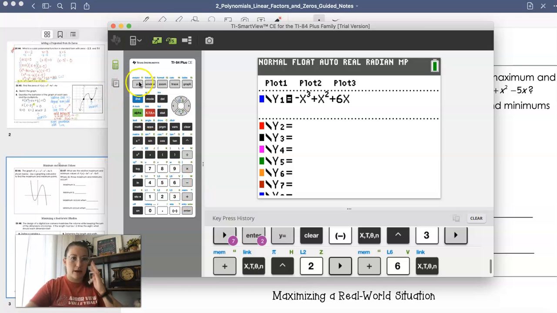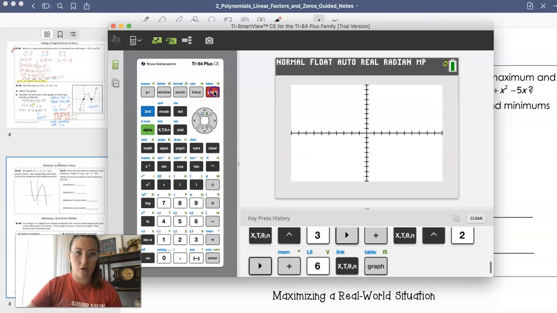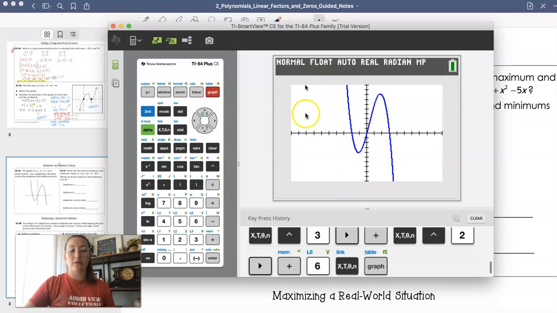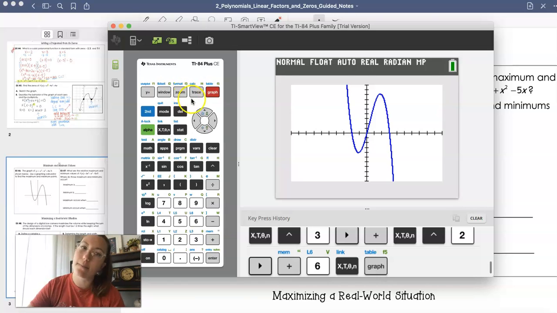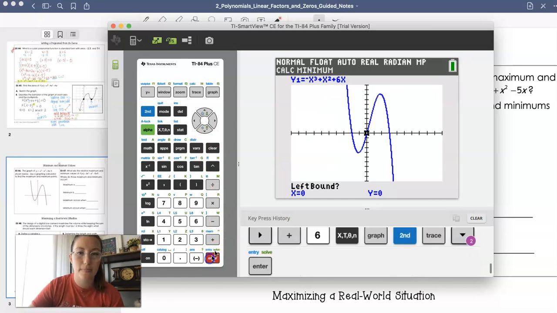All right, so we're going to type that in, and I can make this a little bigger. There we go, that's better. And then we'll hit graph. Okay, so there's the graph. So again, to find the minimums and maximums, you're going to go to the calculate button, which is on top of the trace. So we go second trace. We're going to do the minimum first.